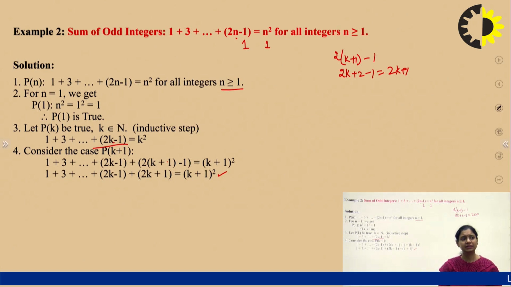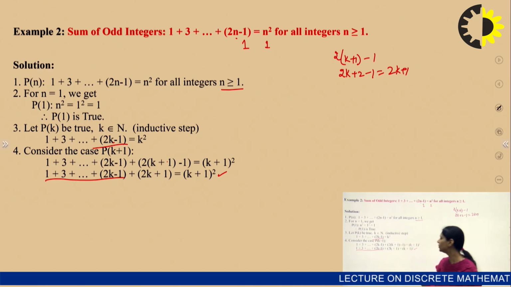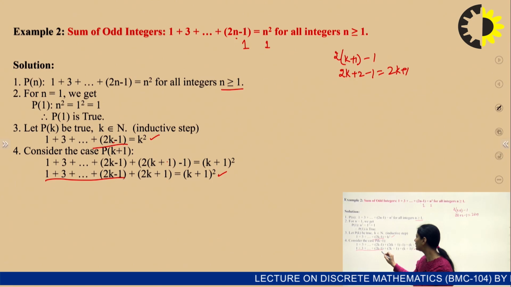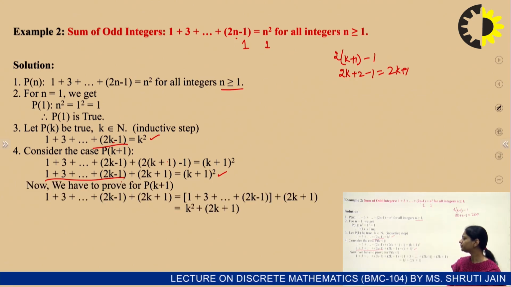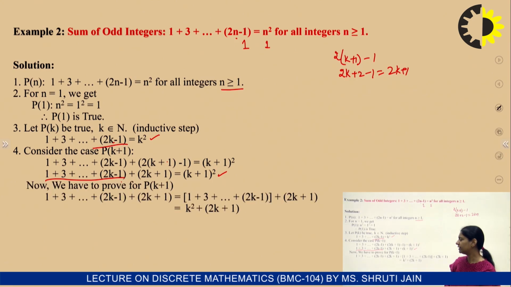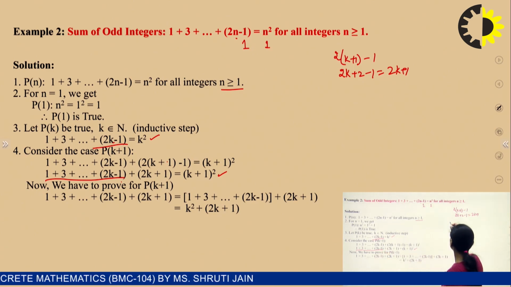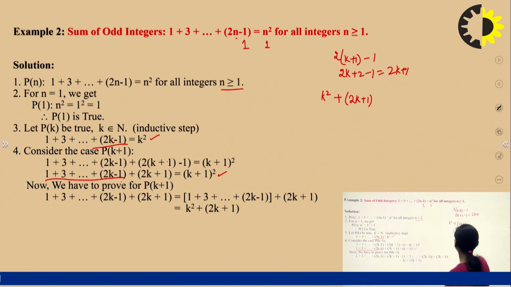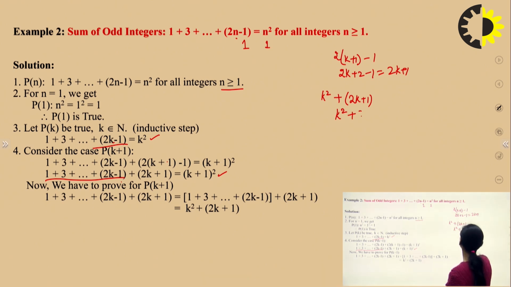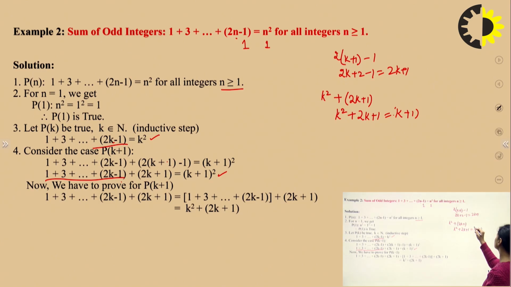Again, we'll apply the same thing. We already know that 1 plus 3 till 2k minus 1 is equal to k square. We'll replace this whole thing by k square. So as soon as we replace the whole of the thing by k square, we are left with k square plus 2k plus 1. So when we open it up, this again becomes the quadratic expression k square plus 2k plus 1, which is basically k plus 1 the whole square.